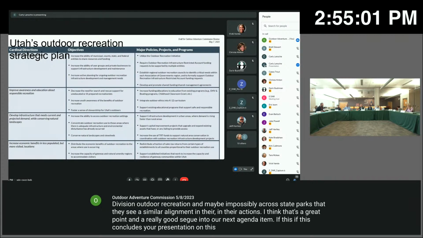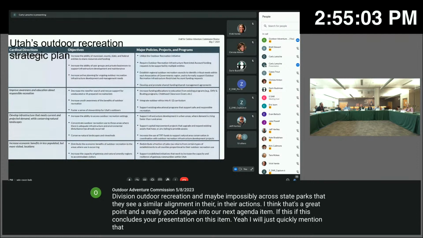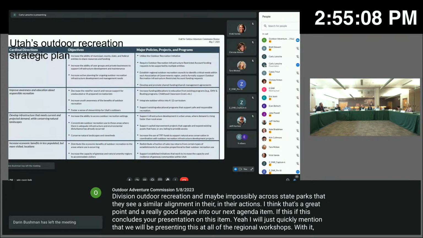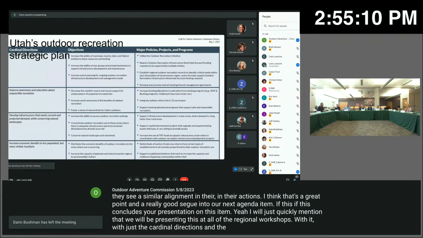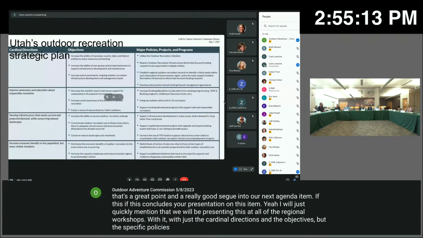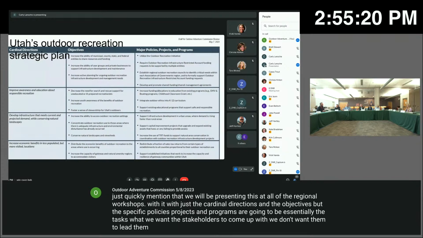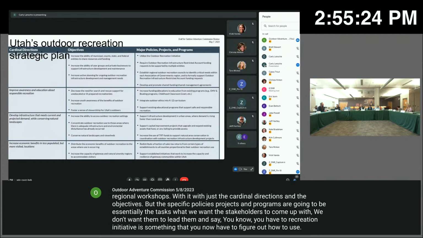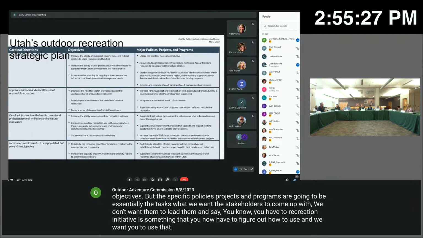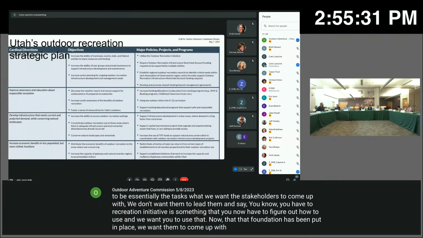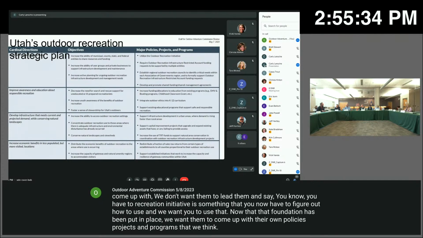Yeah, I will just quickly mention that we will be presenting this at all of the regional workshops with just the cardinal directions and the objectives, but the specific policies, projects, and programs are going to be essentially the tasks, what we want the stakeholders to come up with. We don't want to lead them and say, the Outdoor Recreation Initiative is something that you now have to figure out how to use. We want them to come up with their own policies, projects, and programs that they think are most useful.